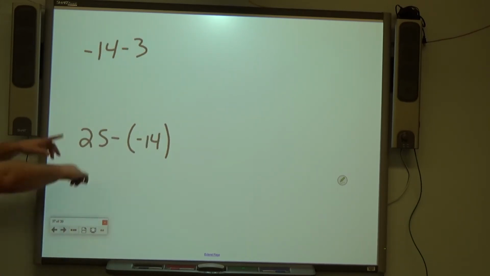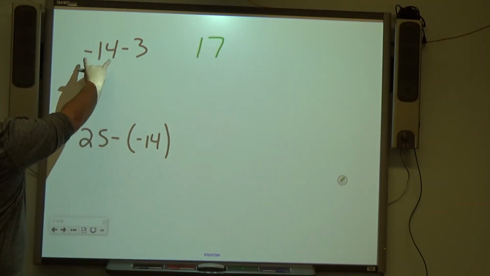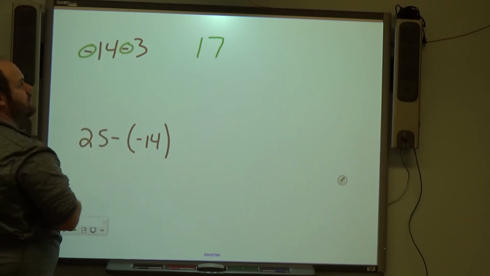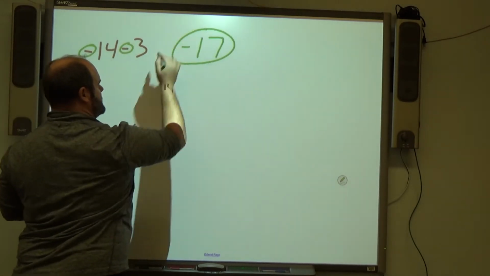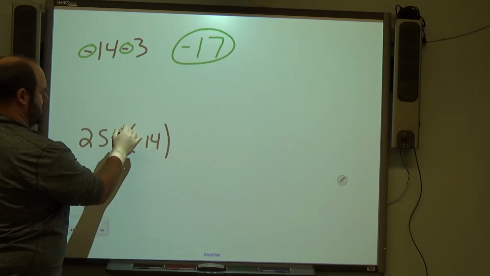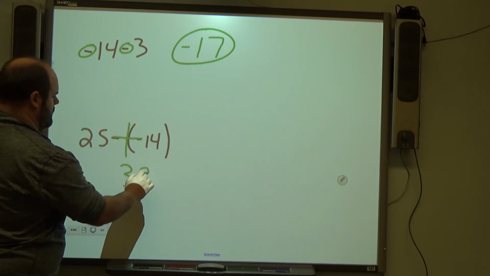Here's another one. Same signs, we add. 14 plus 3 is 17. We keep the common sign. Both of those signs are negative. We end up with a negative 17. Same thing as we had before. Two negatives equal a positive. Add those numbers up. You should end up with 39.